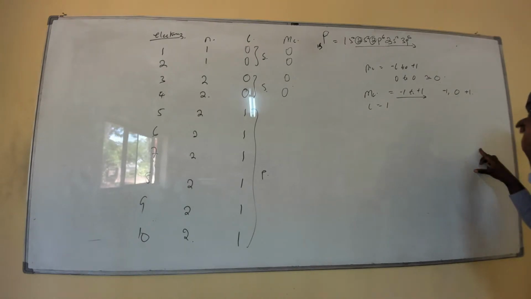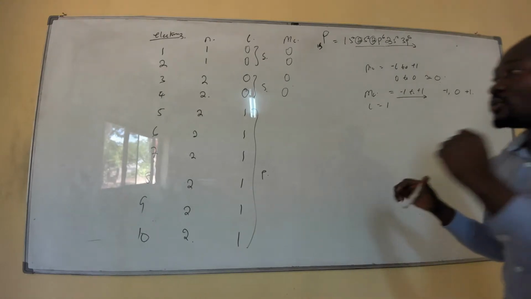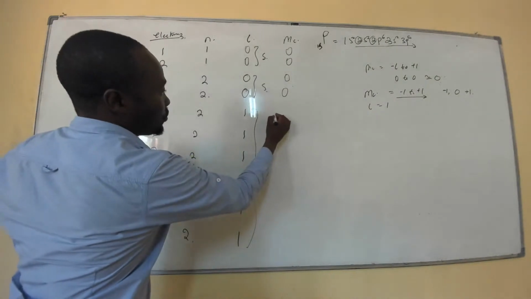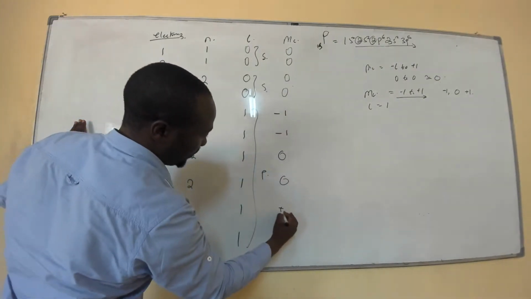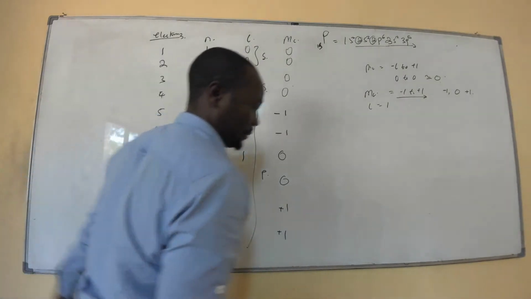Remember the rule says an orbital can only accommodate a maximum of 2 electrons. So what we have is that this will be minus 1, minus 1, 0, 0, plus 1, plus 1.